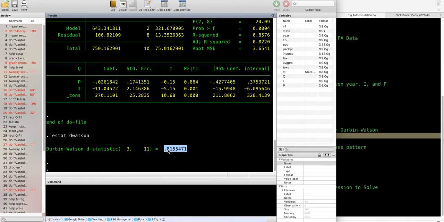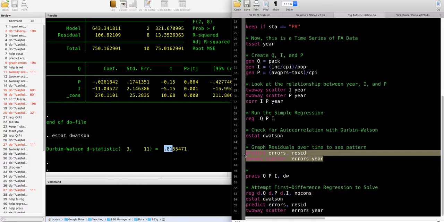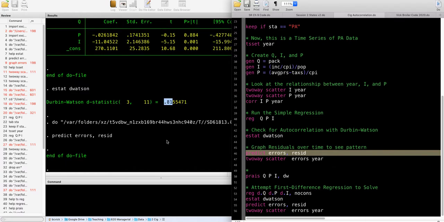Something between 0 to 1 is problematic, and our statistic here is 0.81. So that's indicative that we have some positive autocorrelation going on. Going through this further, again, we can look, it's a problem with errors over time. So I'm going to use Stata to compute the error terms from the regression. It's predict, and I give this a name. I'm calling it errors and telling it to predict the residuals for each observation.